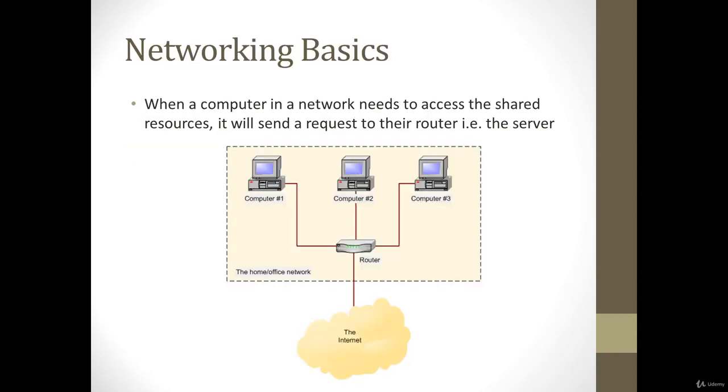If you look at this picture, we've got computer 1, computer 2, and computer 3. They're all connected to a specific router, and this router is then connected to the internet. Say you're on computer 1 in this network, and you go to the web browser. When that computer needs to access the shared resources, which was the internet, it will send a request to the router. So this is the shared resources. This is the computer that you're on in the network. So this is a network inside this box, and this is the server.